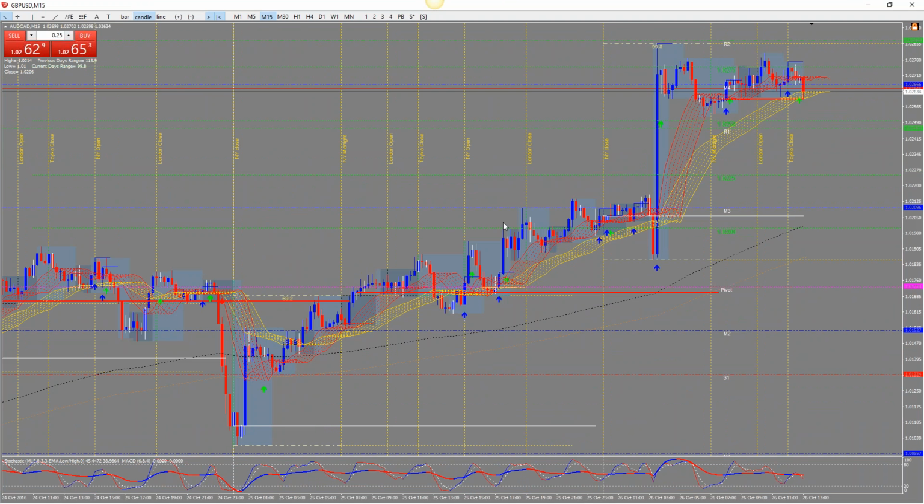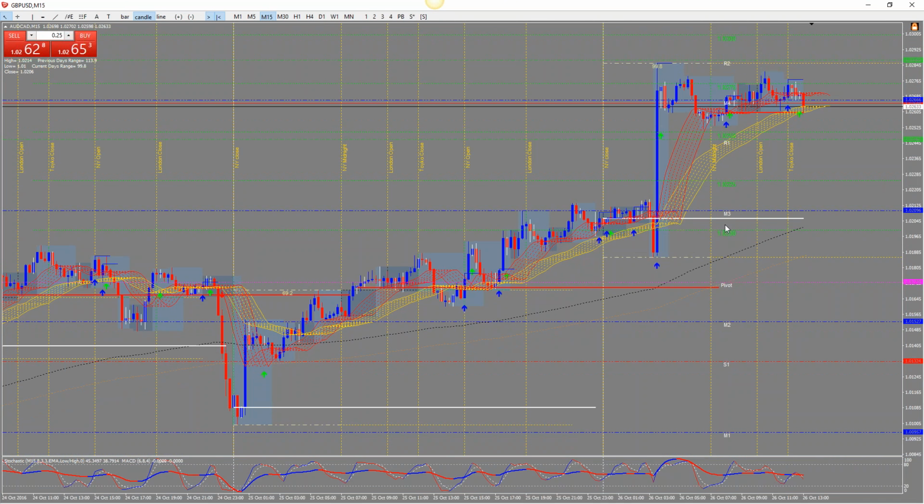Here's the zero. All right, then we had that big news flash, and then there it comes down to the 50. See, up to the 75, down to the 50. Very, very well respected. The 0, 25, 50. This is a very simple indicator.